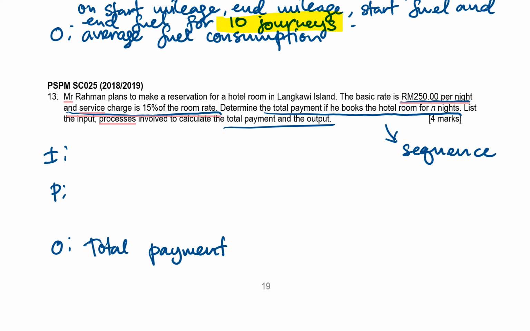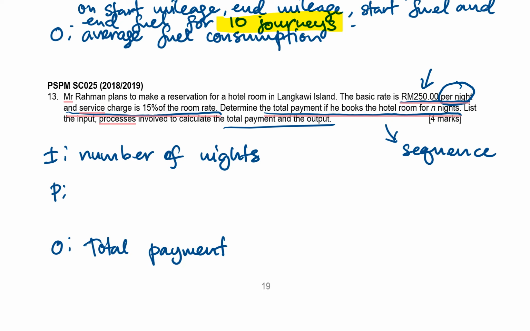Next, what is the input? Is 250 the input? No, this one is a constant. But here you have per night, which means that Mr. Rahman can book this hotel for more than one night. So that's why the input is number of night, or you can write it as n night. It means that Mr. Rahman can book more than one night.